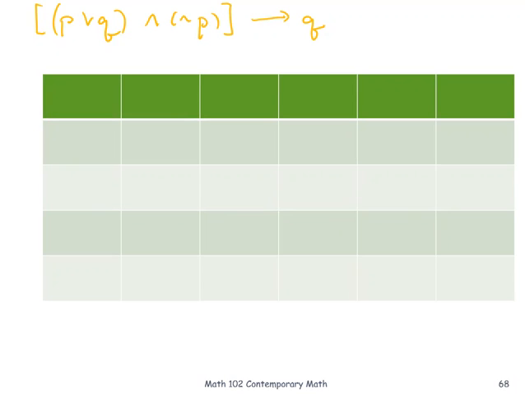As we make a list, we need the column for P, for Q, for P or Q, for not P, and the two premises in one column with the connective and. The last column is the argument, or the compound statement for the argument. For P and Q, by default, it's going to be true, true, false, false, true, false, true, false.